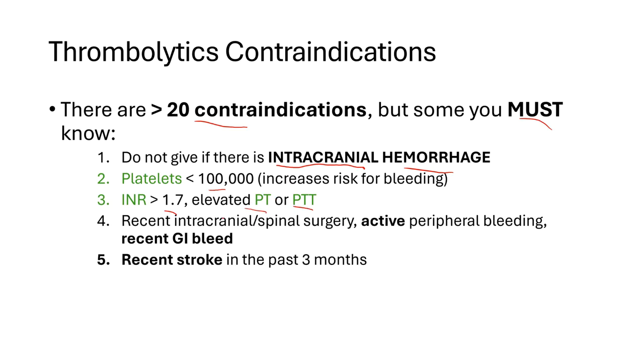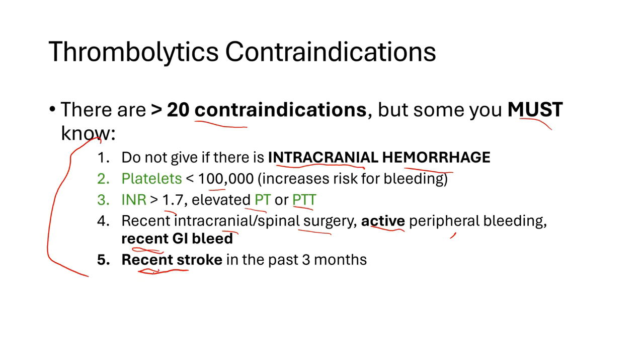We don't give in individuals with recent spinal surgery or intracranial surgery, or if they have active peripheral bleeding, or if they've had a recent GI bleed within the past month to 3 months, or if they've had a recent stroke. What are all of these saying? If an individual is bleeding, has recently bled, or is at risk of bleeding, do not give thrombolytics. You can memorize all these numbers and all these values, but for exam purposes, they're going to make it very obvious.